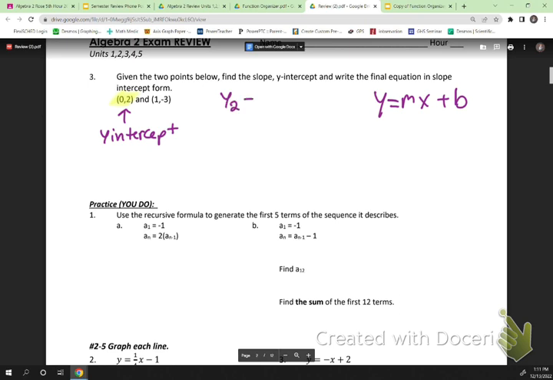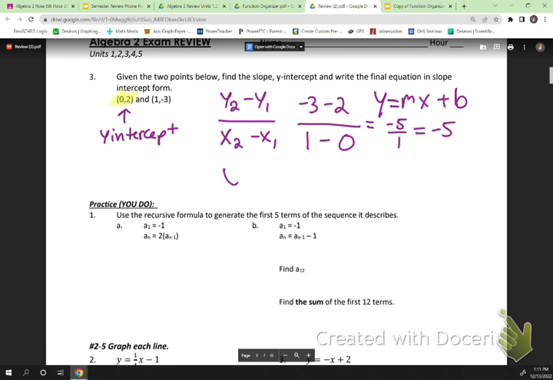Rise over run. So, my second y value, -3, minus my first y value, 2, all over my second x value, 1, minus my first x value, 0. -5 over 1 gets -5. Put it all together. What is our equation? Y equals -5x plus 2. Boom. That's it. Questions?